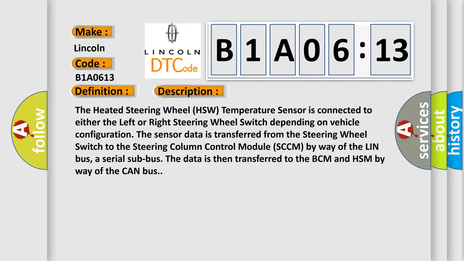The heated steering wheel HSW temperature sensor is connected to either the left or right steering wheel switch depending on vehicle configuration. The sensor data is transferred from the steering wheel switch to the steering column control module SCCM by way of the LIN bus, a serial sub bus. The data is then transferred to the BCM and HSM by way of the CAN bus.